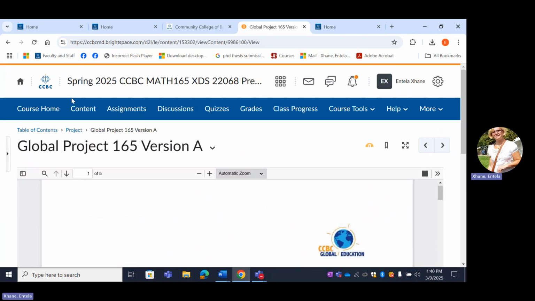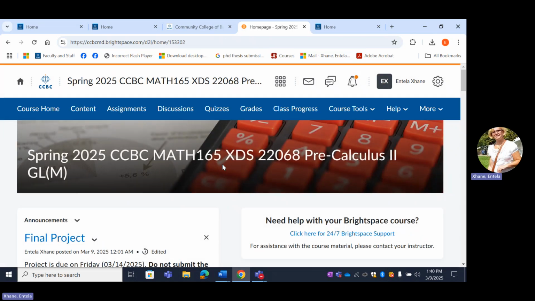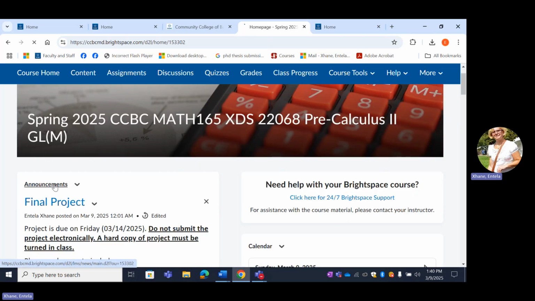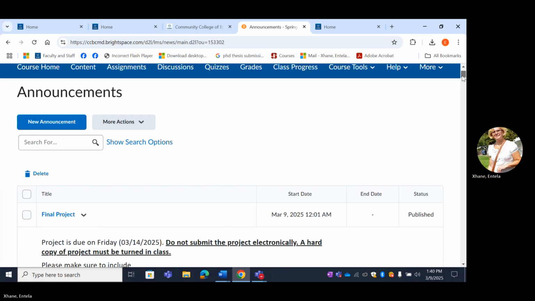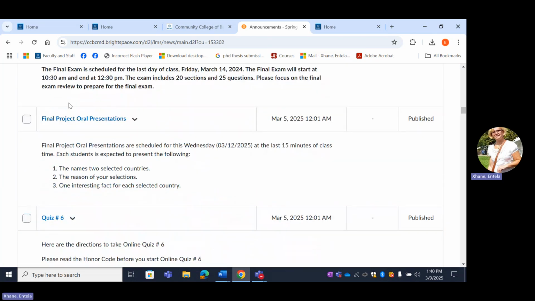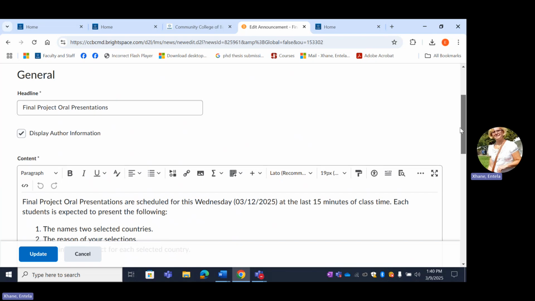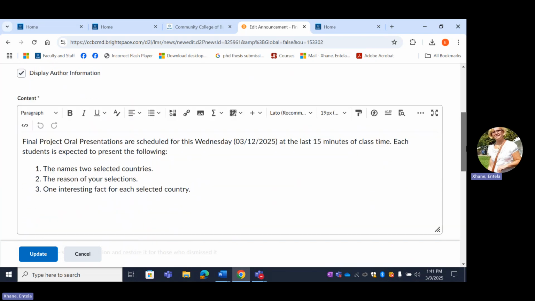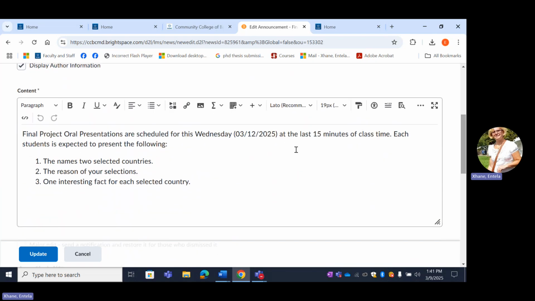Now, let's focus on, let's say you selected project A. Part of project A is to select two countries. So that's going to bring me to the announcement again. I'm going to go back to the announcement and select the one that refers to this component of the project that we call the project presentation. This is going to take place the last 15 minutes of class on Wednesday, at most 20. That's what the announcement is saying.